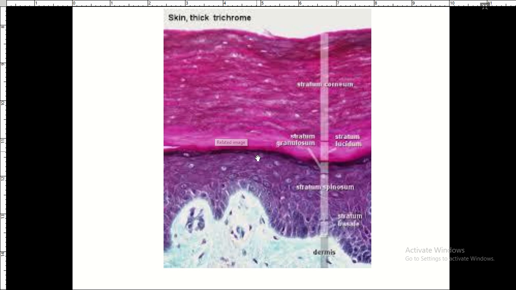This is another skin. You can actually see that this is thick skin. So let me start here: stratum germinativum, spinosum, the basophilic granulosum, your lucidum is actually eosinophilic due to keratin, and this is the stratum corneum.